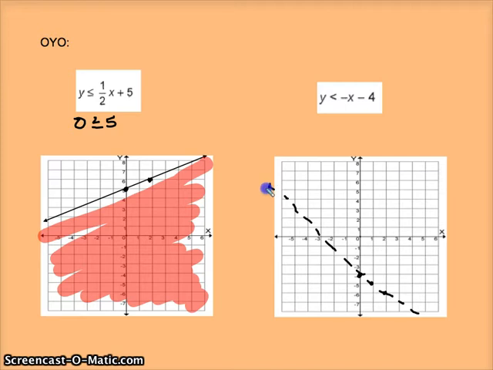I then need to use a test point to determine which side to shade on. I'm going to use that trusty test point of 0, and I get 0 is less than negative 4. That is not a true statement, so I'll be shading on the other side. Need to be shading down here.